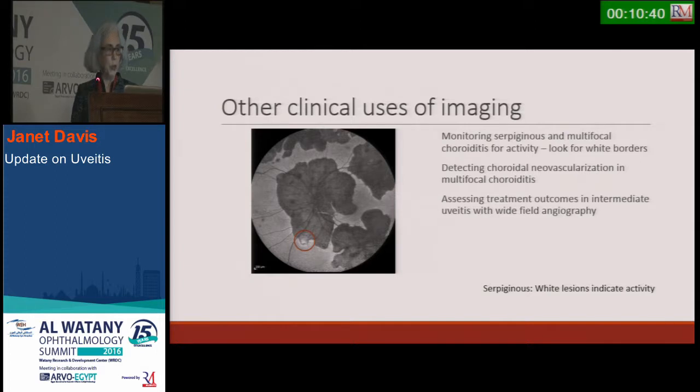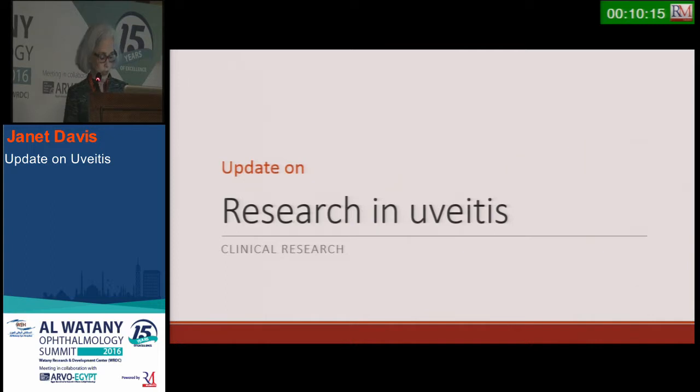It's also useful to other types of imaging, useful for detecting neovascularization of multifocal choroiditis with the OCTA, and then assessing treatment outcomes. I now use wide field angiography on a routine basis to monitor how my patients with pars planitis and retinal vasculitis are doing, because I think it shows me things that I just cannot see with my naked eye, and I cannot intuit how they're doing without doing the actual testing.